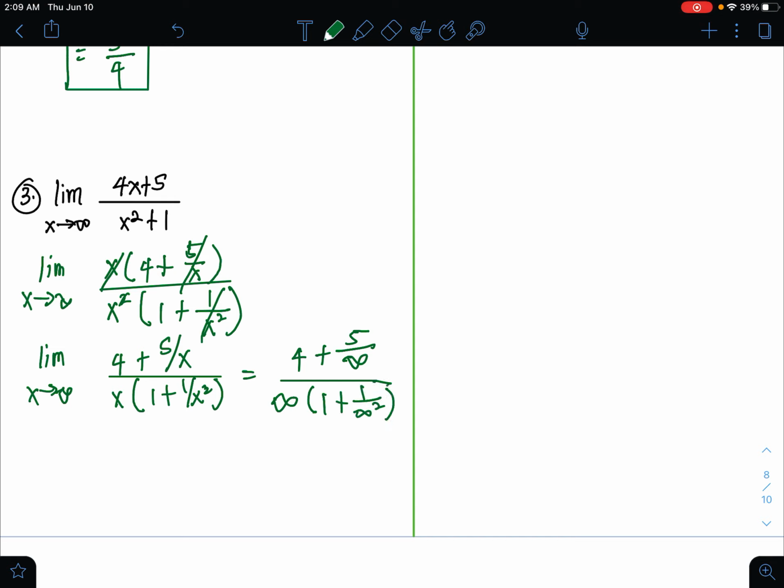Okay? So, let's see if tama ba ito ang gibuhat. 4x plus 5. Hold on. Okay. So, may tabuan ni 4 plus 0 over infinity times 1 plus 0. So, guys, infinity times 1 is equivalent to infinity. Therefore, 4 over infinity man na siya, no? So, 4 over infinity is just equivalent to 0. Therefore, this is our final answer.